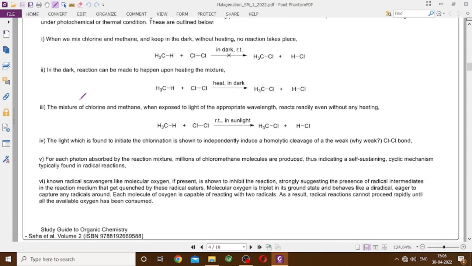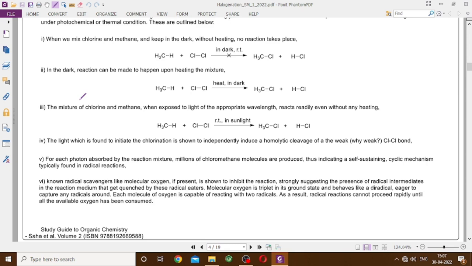In the dark, you can make the reaction go by heating the reaction mixture, then the reaction will happen. You don't even have to heat the reaction mixture if you bring it out into the sunlight, or irradiate it with visible light of a proper wavelength, and then the reaction will happen.